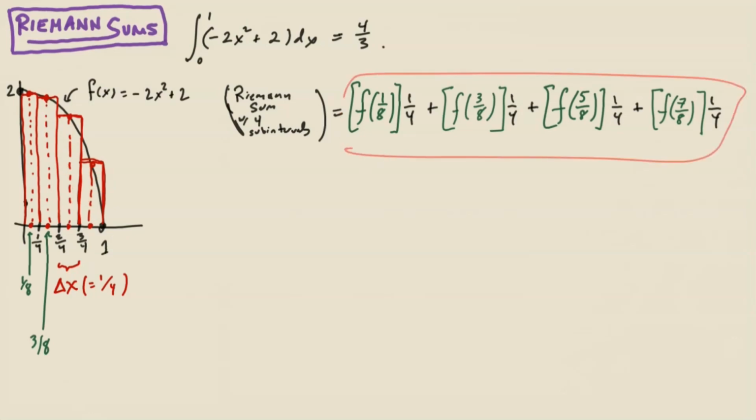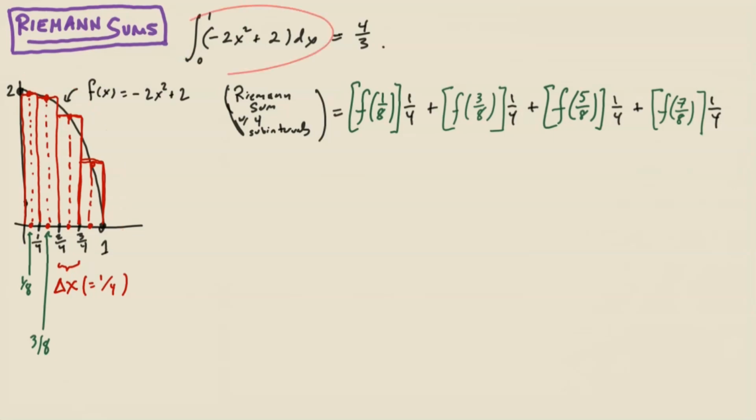So the full sum works out to the total area of those 4 rectangles, which, as we can see, looks like a pretty good approximation to the area under the curve, which we know corresponds to the integral itself. So it makes sense that this should be a good approximation to the value of the integral.